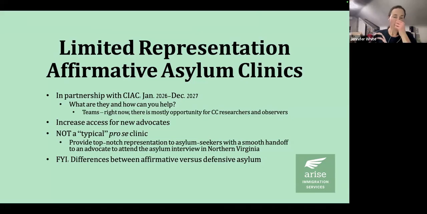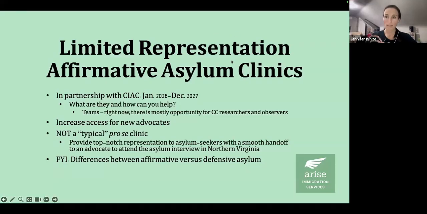And so one of our big goals at Arise is to expand capacity in the field, because so many people need help and so few people know how to do this work. So, thinking about limited representation, what does that mean? You might have heard of pro se clinics or limited representation clinics where you help people fill out their form, like the application for asylum. This is quite a bit more in depth than that.